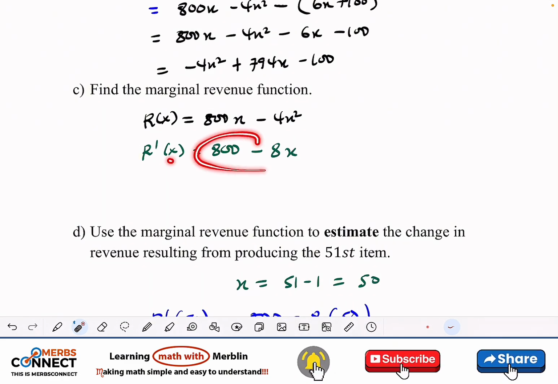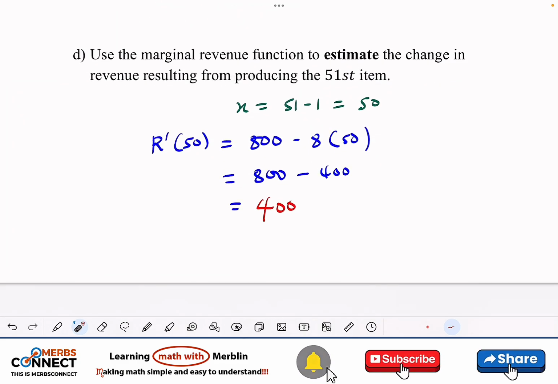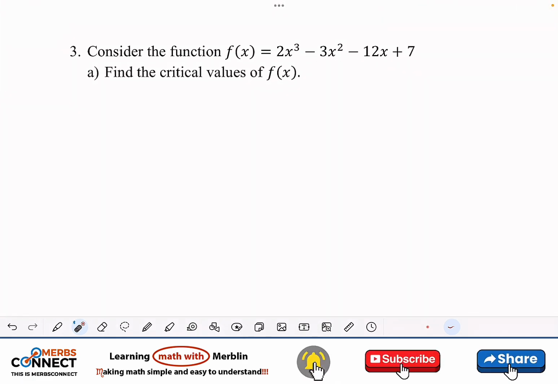This one too is the same thing here. And then we're able to find this estimate. Okay, so this is the end of question 2. Let's go to 3. Now we want to find the critical values, right?